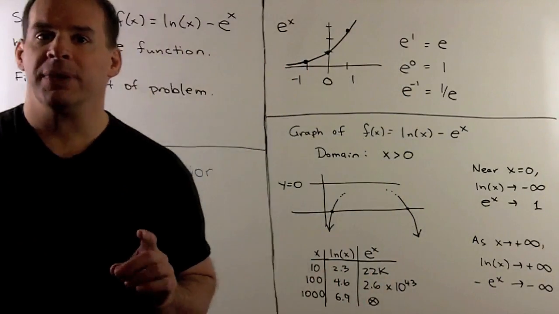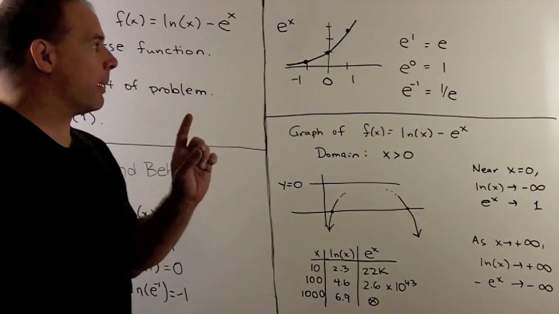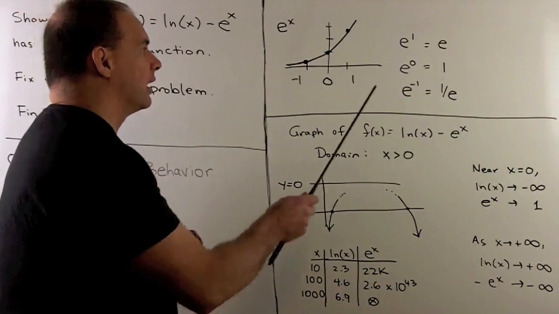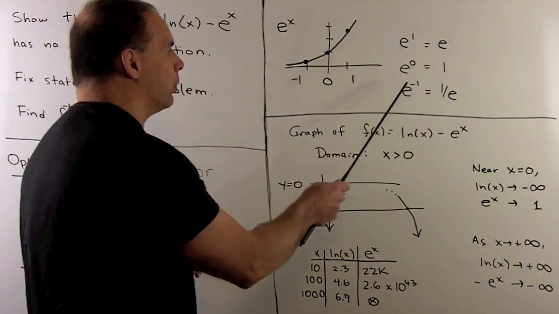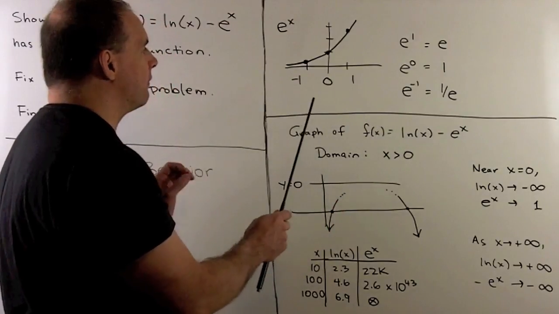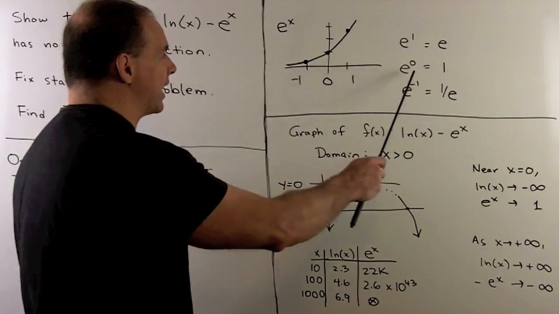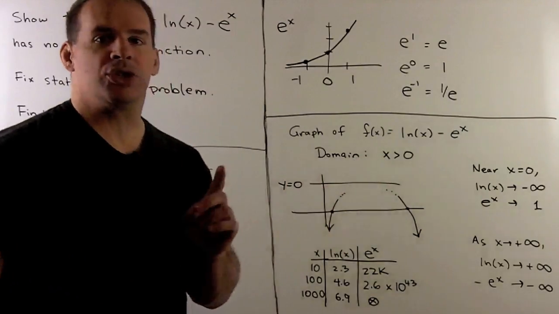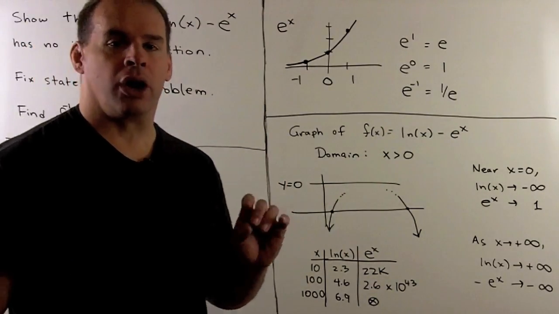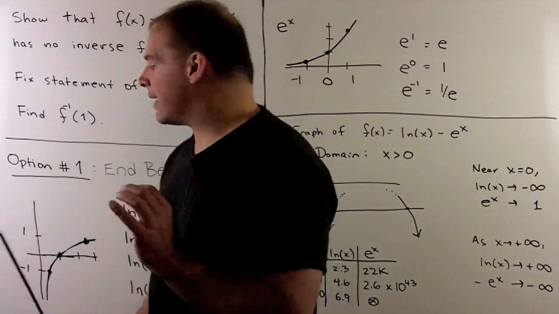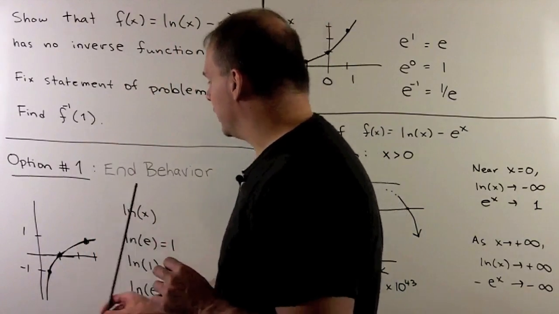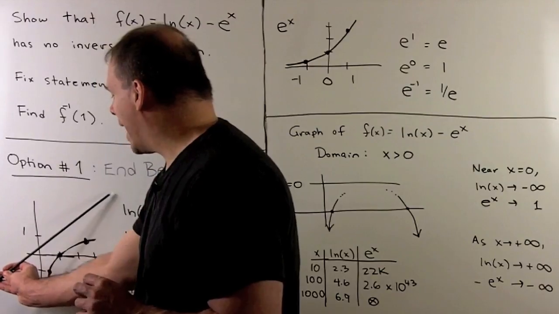For e to the x, same idea. We can either memorize 4 items, e to the x at 3 points, and that we have a horizontal asymptote on the x-axis, or we could just note that natural log and e to the x are inverse functions. So all I have to do to get the graph of e to the x is to flip this graph over the line y equals x.